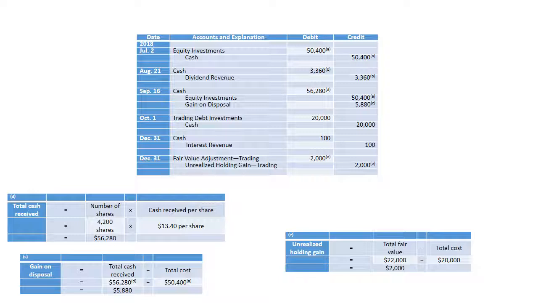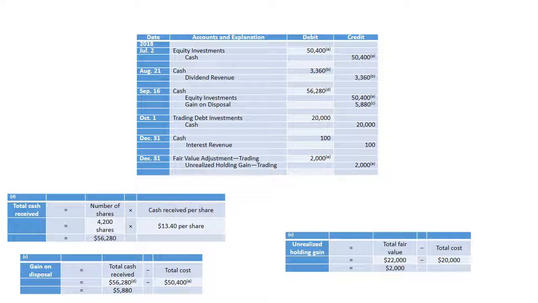Currently, if you do a little T account, in the trading debt investment account, there's a debit balance of $20,000. So if we did nothing, you would record this bond on the balance sheet at $20,000. However, we know we can't do that. We're supposed to report it at its fair value of $22,000.